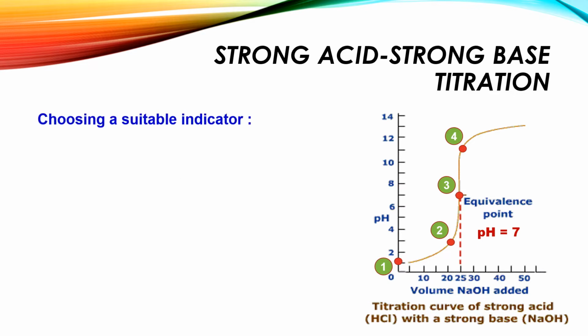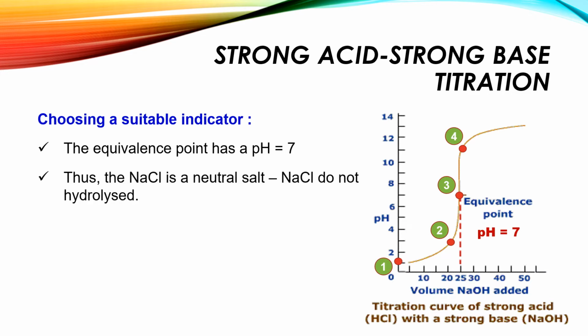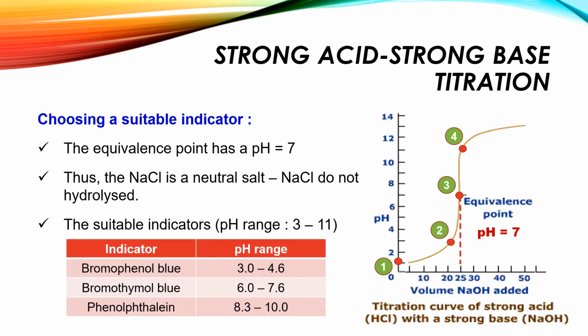To choose the suitable indicators for the reaction, we can observe the pH at the equivalence point. For the reaction between a strong acid and a strong base, the equivalence point has a pH equal to 7. Thus, the sodium chloride salt is a neutral salt because it does not hydrolyze. Therefore, to choose the suitable indicators, the pH range must be between 3 to 11. Here are some examples of indicators with a pH range within 3 to 11, which we can use: bromophenol blue, bromothymol blue, or phenolphthalein.